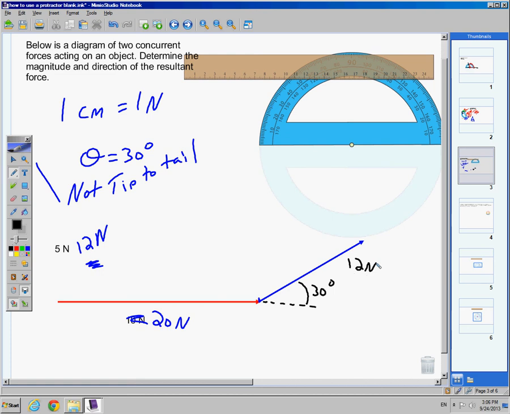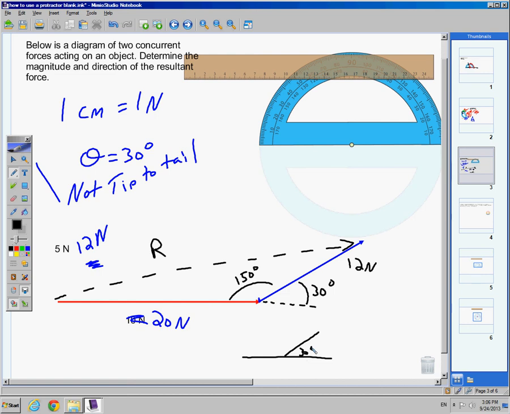So if I connect the two, something like this, that's my resultant. And I want to actually calculate that and measure it. First I'm going to actually measure it, and then also I know that this angle is going to be 150 degrees. I know that because any straight line is 180 degrees, and if we have an angle that's 30 degrees, and I subtract that 30 from 180, I know that I get 150 degrees.